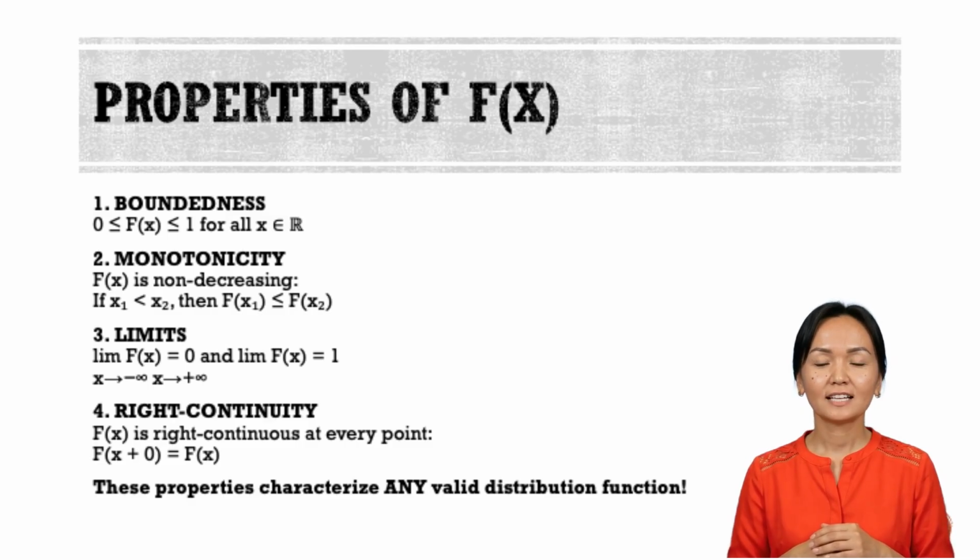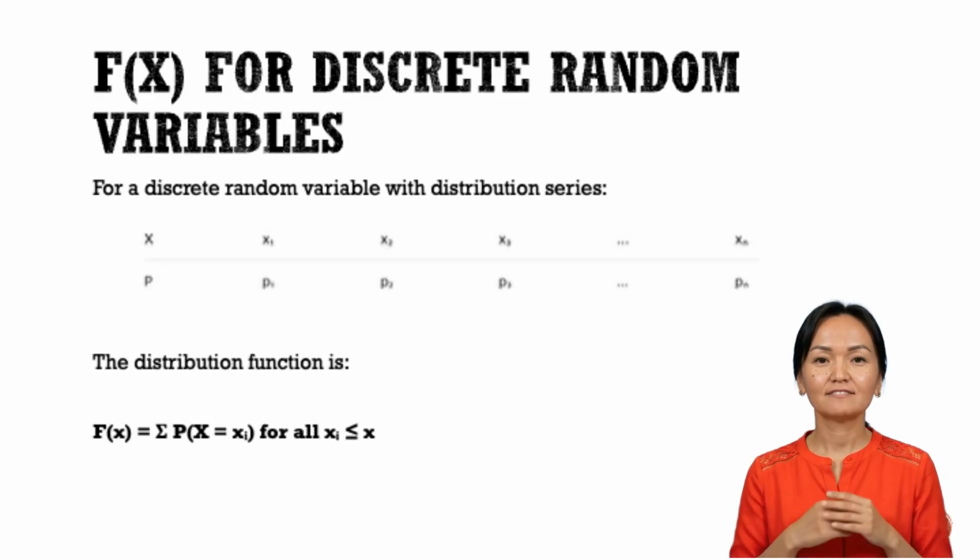Notice that F(x) jumps at each possible value. This is why F(x) is called a step function for discrete variables. The step function representation is very characteristic of discrete random variables. The function stays constant between possible values and jumps at each value. The size of the jump at x_i equals the probability that X equals x_i. The function is right continuous, meaning that at each jump, the function takes the higher value.